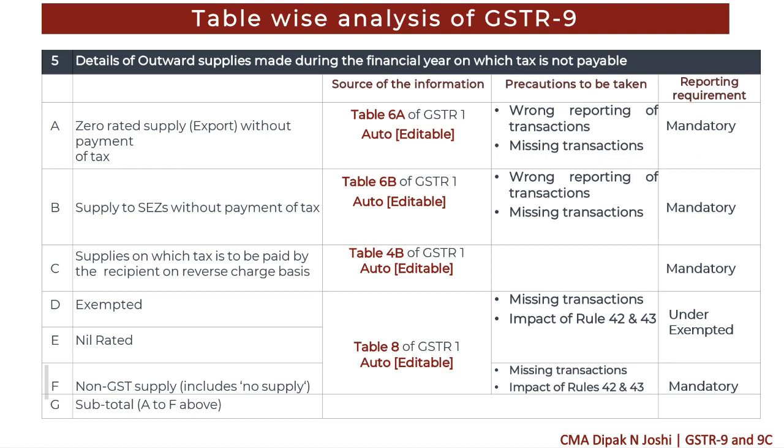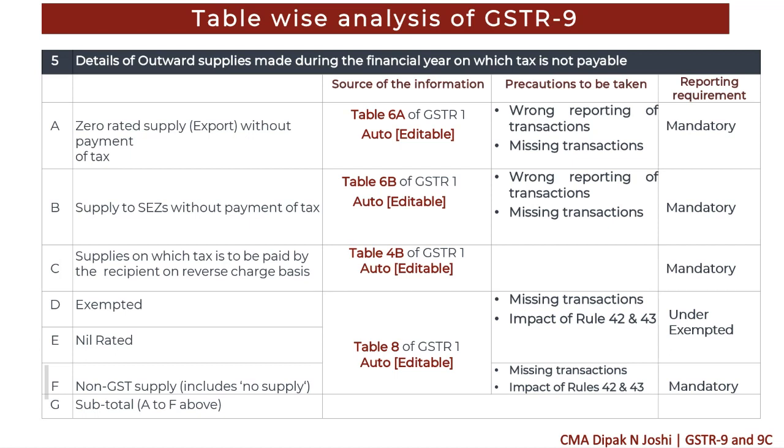Now there is a thin gap between exempted and nil rated. I am not going to discuss that difference, but the government has given you an option to report information of exempted and nil rated under the category of exempted supply for financial year 2022-23. As far as non-GST supply is concerned, you are required to mandatorily provide that information in table 5F only. You cannot cover that amount in the exempted category. You are just allowed to report nil rated supply under the exempted category, but you are required to report non-GST supply separately in table 5F of GSTR 9.